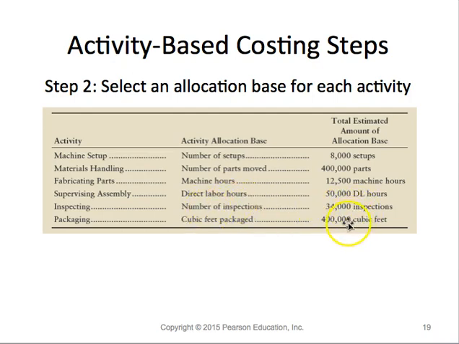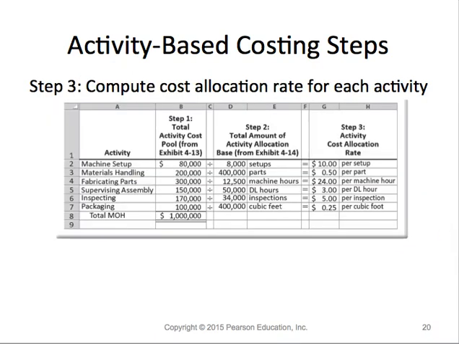We all have been calculated, has been identified, and packaging is the cubic feet packaged, based on how many cubic feet have been packaged here, so 400,000 cubic feet. So those are the allocation bases. Okay, and then we can calculate the cost allocation rate for each activity. So I have the total number divided by total hours, or total whatever basis we have, and then we're going to have per setup, per part, per hour numbers. These are the allocation rates.